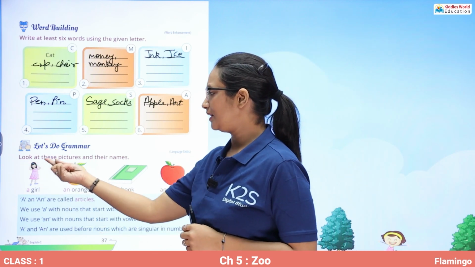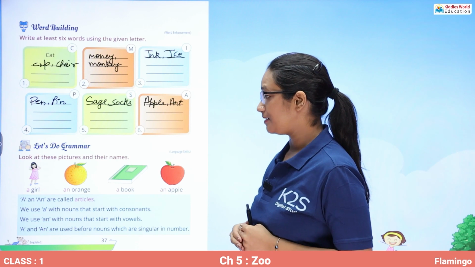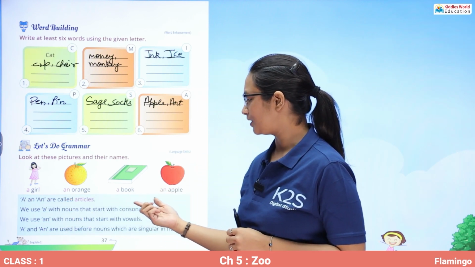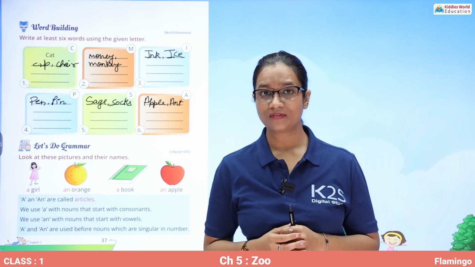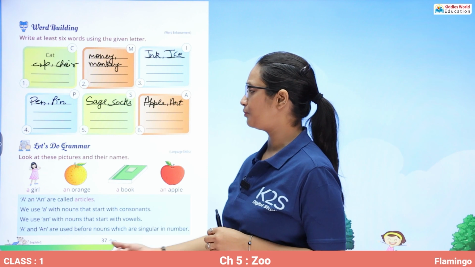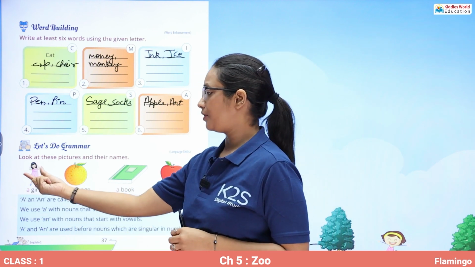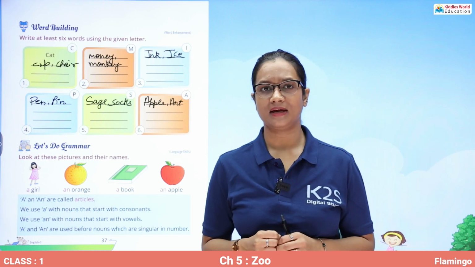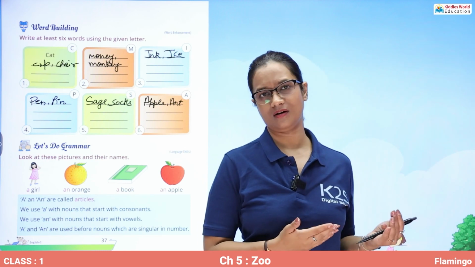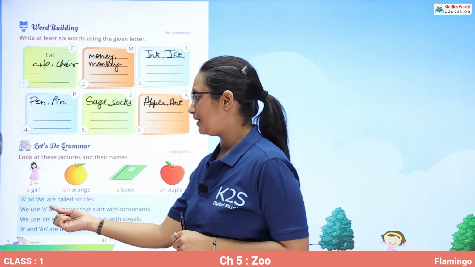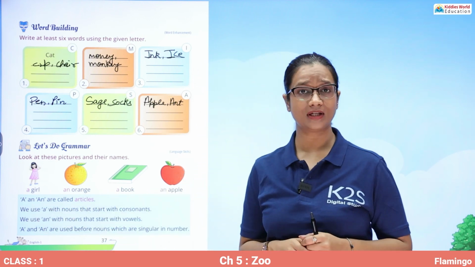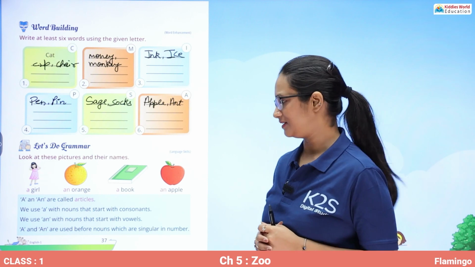So look at these pictures and their names. So a girl, an orange, a book and an apple. So what did you observe here? We observed that we have put a somewhere and an elsewhere. So we need to understand where we use a and an. So a and an are articles. What are they? They are articles.